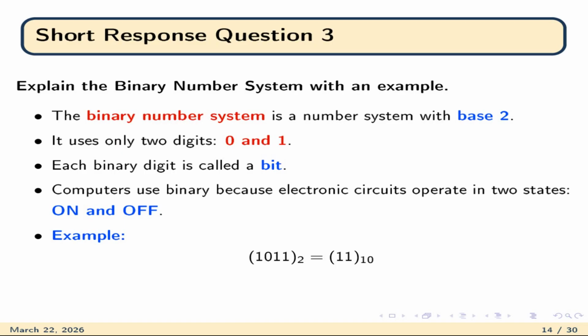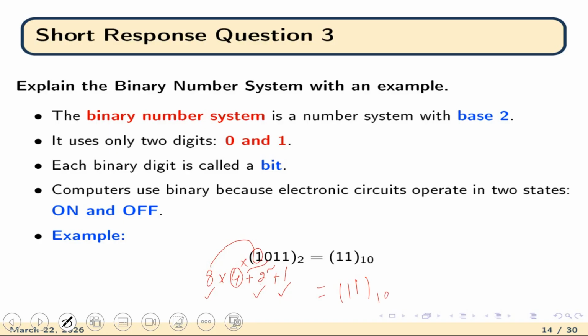Example: 1011 in base 2 is equivalent to 11. Because the place values are 1, 2, 4, 8. The leading 1 means you get 8. Then the 4 place is 0, it means you will not get it. Then 1 means you get 2, and 1 means you get 1. 8 plus 2 is 10, plus 1 is equal to 11 in the decimal number system.